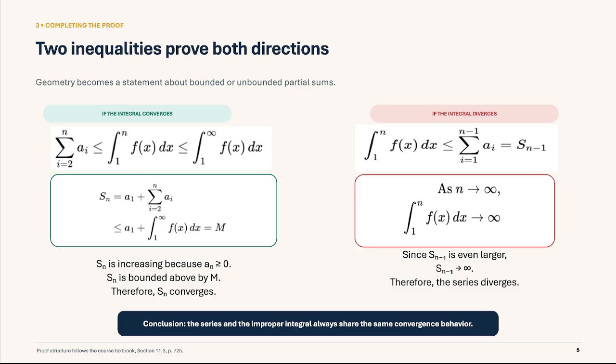Now suppose that the improper integral diverges. The second inequality shows that the integral is less than or equal to the partial sum s sub n minus 1. If the integral grows without bound, the partial sums, which are even larger, must also grow without bound. Therefore, the series diverges. This proves that the series and the improper integral have the same convergence behavior.